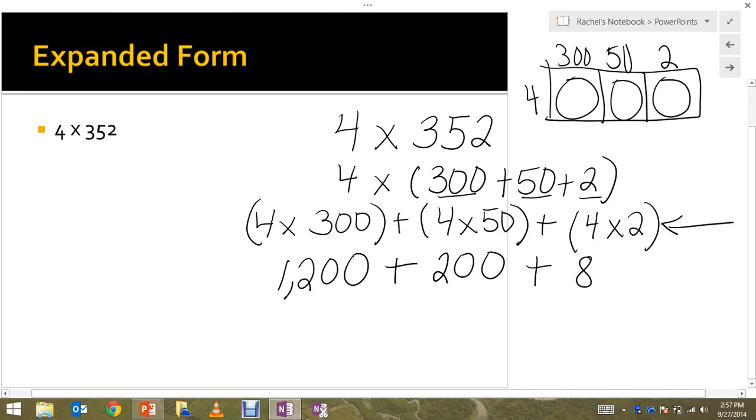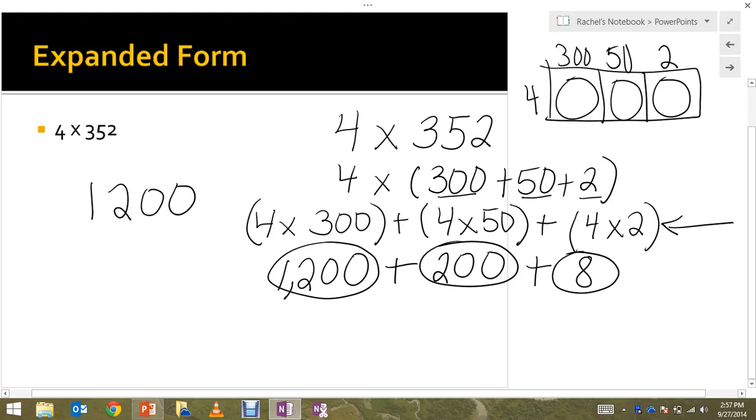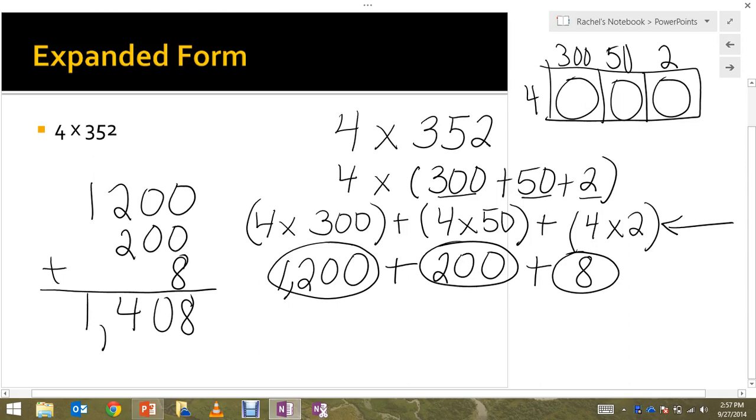And so these 3 numbers are what's called partial products. We've broken apart the actual factor, 352, and now we're going to put these products back together so that we can find the final answer. And we get 1,408 as our answer to this multiplication problem. Those 2 problems gave us a quick review and warm-up so that students could recall the strategies we've been working on.